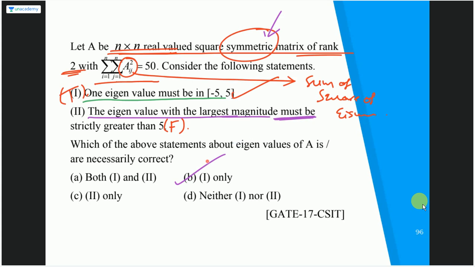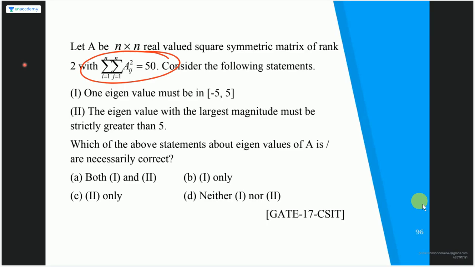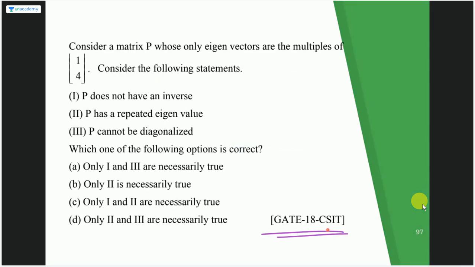Now come here. Consider the matrix P. Vectors are given. What is the order of the matrix P? 2 cross 1? P must be a square matrix, so the matrix must be 2 cross 2. Okay, concentrate.